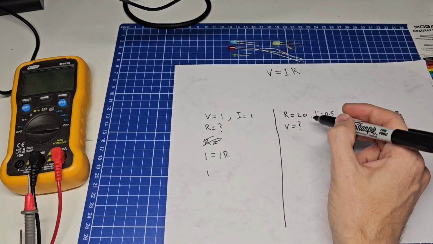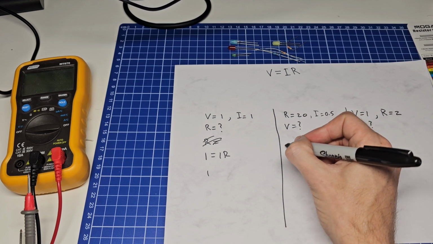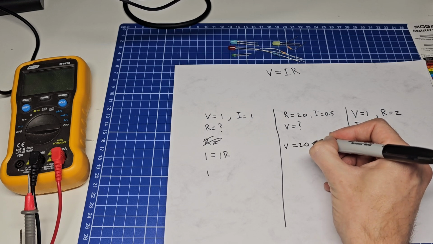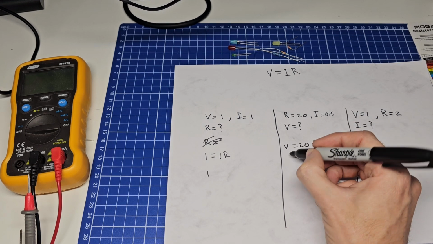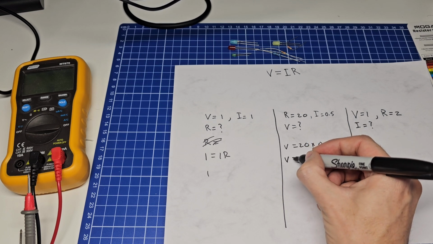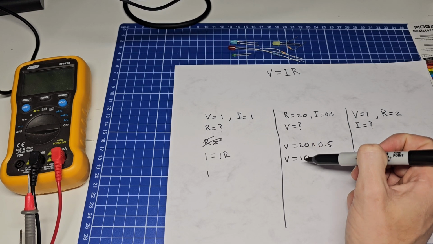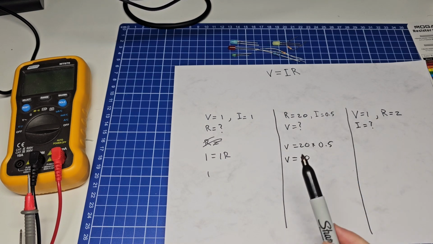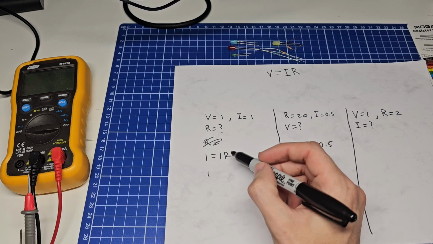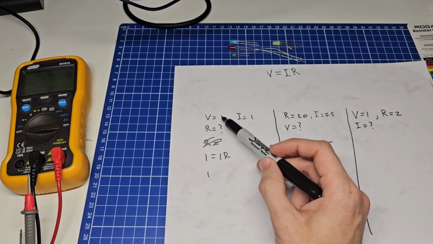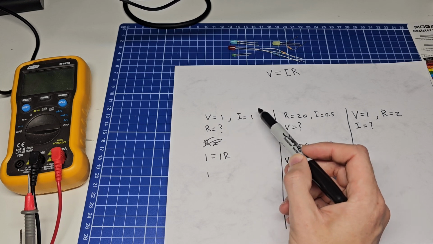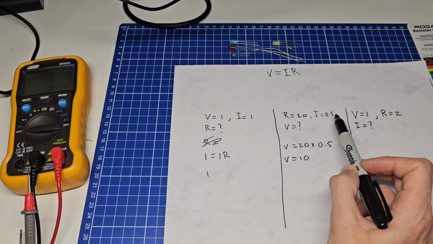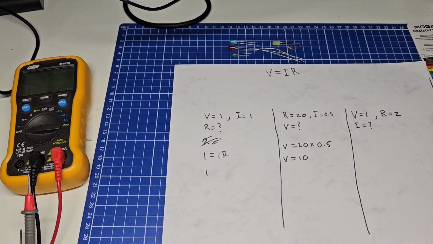Okay, next up is V is equal to 20 times 0.5, so that I can do in my head. V is equal to 10. So we have 10 volts if our resistance is 20 and our current is 0.5. So this will obviously be ohms, that'll be volts, and this will be amperes. So in this case we have 10 volts for 20 ohms resistance and 0.5 amperes.